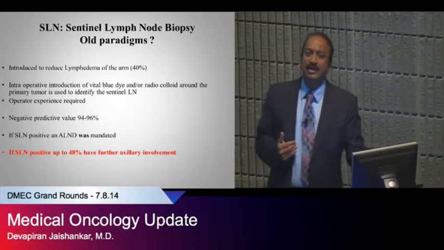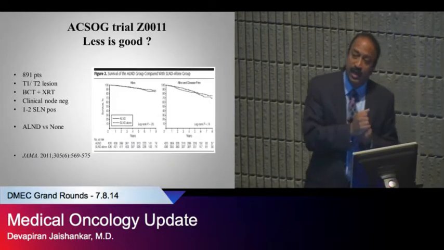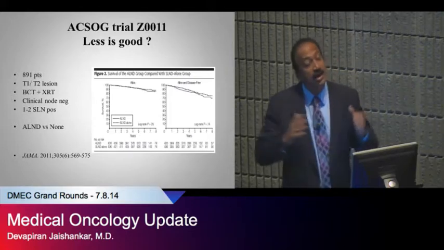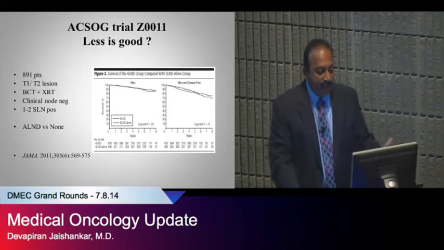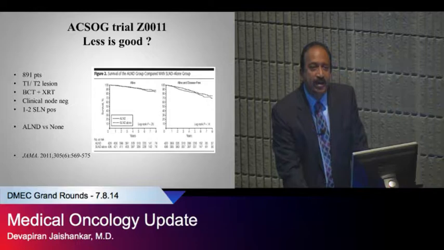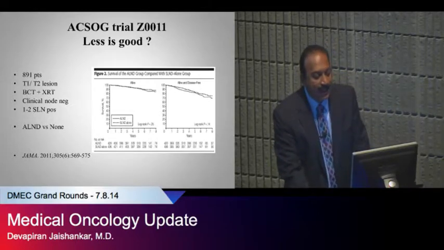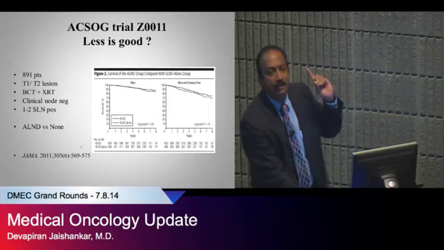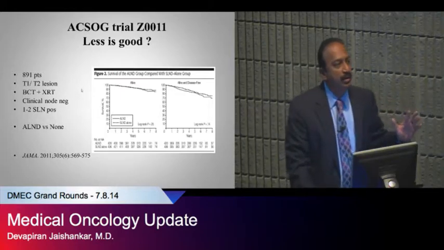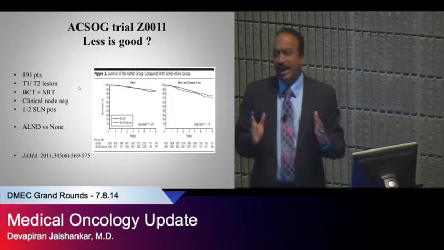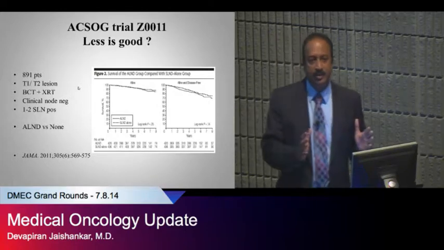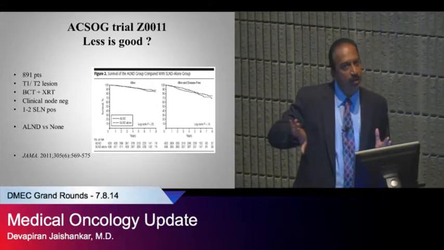That came from what we call the Z trial. It's still only one trial out there, but the data is reasonably convincing that our surgeons have bought into it. There were 800-odd patients, and they had T1 and T2 lesions, anything under 5 centimeters in size. These were patients who had a lumpectomy. So right off the bat, this entire Z trial data is applicable only to the lumpectomy candidates. If you have a mastectomy, we really wouldn't apply this trial.